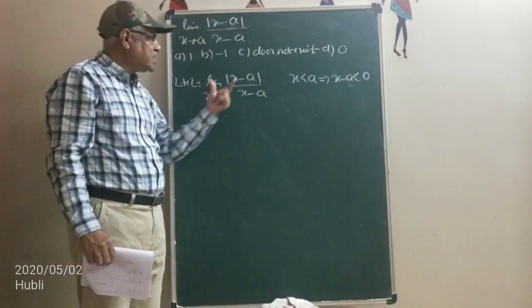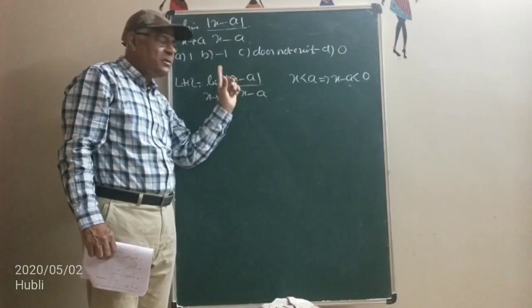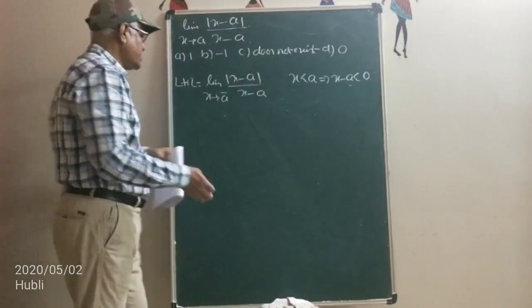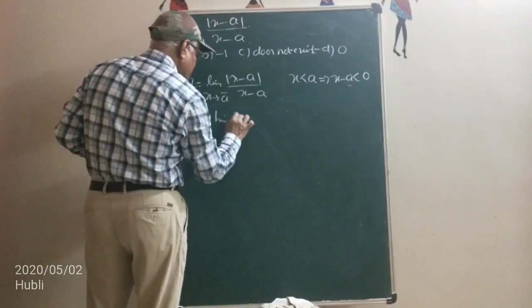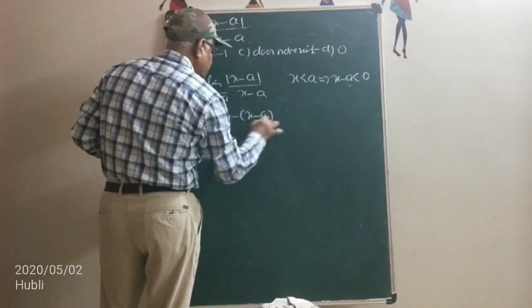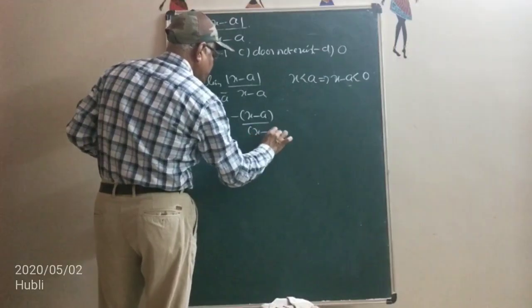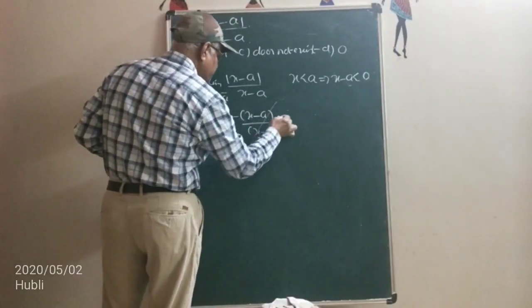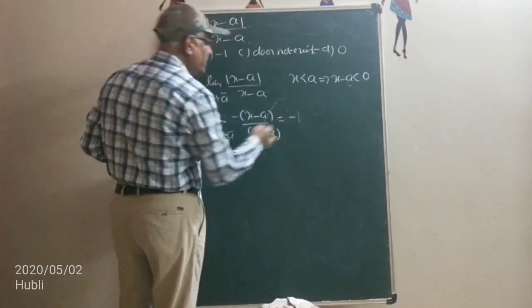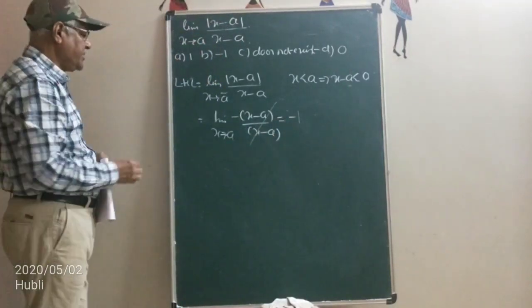When x minus a is less than 0, what is the modulus of x value? The modulus of x will be minus x. So that is equal to the limit of, now this term becomes what? Minus of x minus a divided by x minus a as x tends to a. Now this x minus a and x minus a get cancelled. There is minus 1, which is the left hand limit.